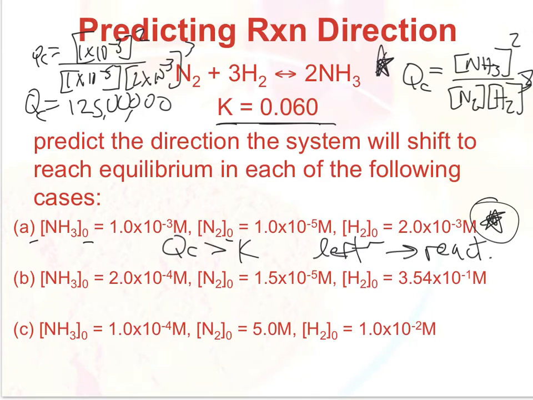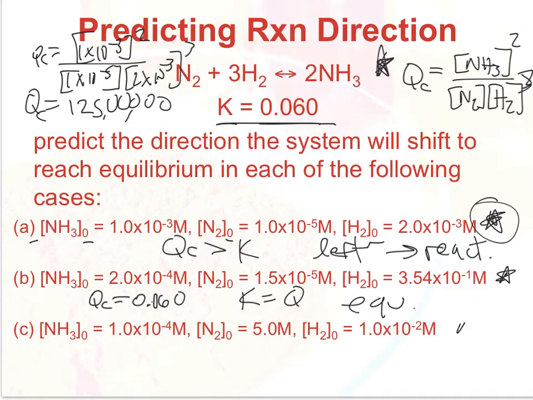So if we go ahead and plug in the initial concentration values for the situation seen here with question B, we're going to see that our Q value is going to be equal to 0.060. And if Qc in this case is 0.060, that means that K is equal to Q. And in this case, you are at equilibrium.